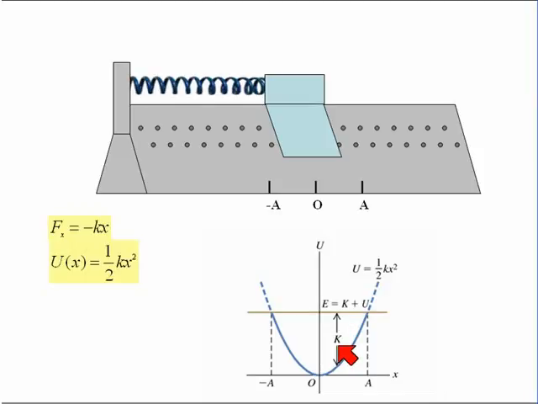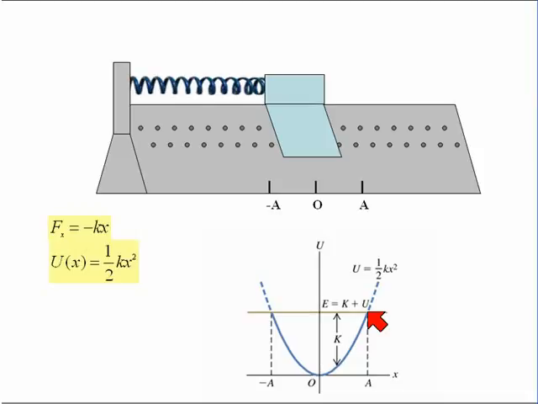Note that the kinetic energy is a maximum at x equals 0, the equilibrium position, and 0 where the two graphs cross. The potential energy can never be greater than the total mechanical energy, so where the U and E graphs cross defines the maximum amplitude of the oscillation.